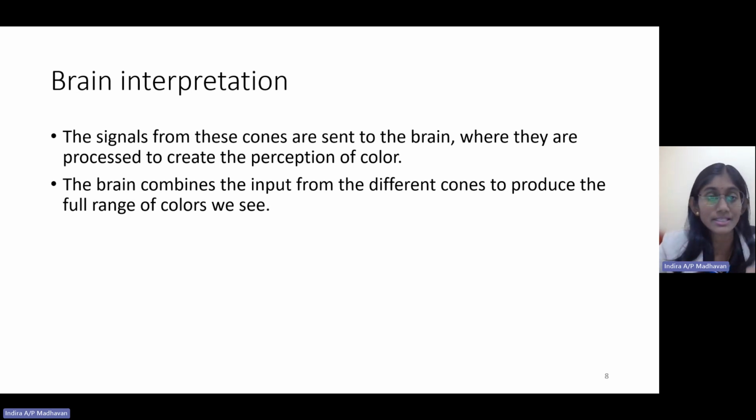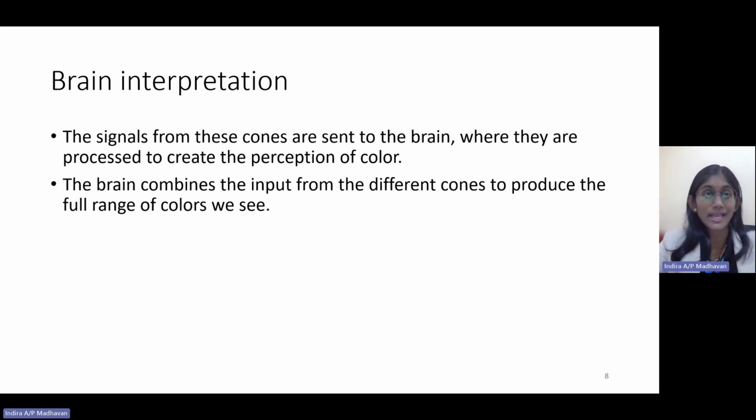So the brain combines the input from the different cones to produce the full range of colors we see. When the cones send the information, the red cone sends one set of information, the blue cone sends one set of information, and the green cones send one set of information. But when it reaches the brain, the brain interprets the red one, green one, and blue one, and then has one more complex process where it combines all this information together and gives us a wholesome perception.